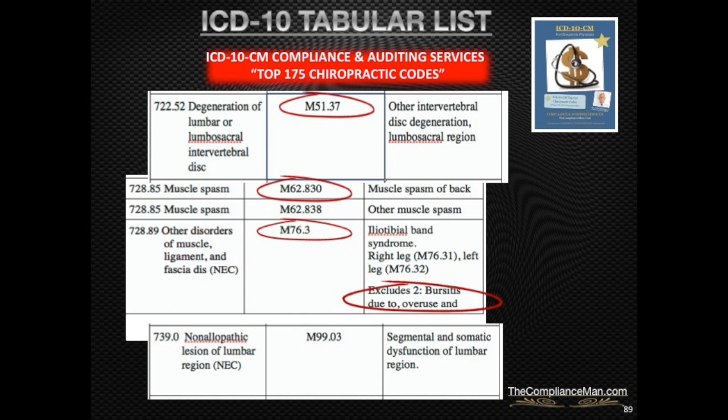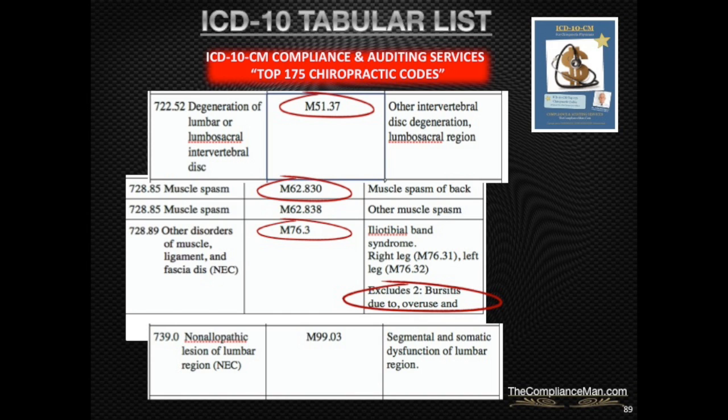The next would be M76.3, iliotibial band syndrome. And you see here that you have two instructions. First, to make the code more specific, you need to determine whether it is the right leg or the left leg. The second is an excludes two code, which if you remember, that means that you can use both codes together if your documentation supports it. And in this case, iliotibial band syndrome usually carries with it bursitis of the supratrochanteric bursa.